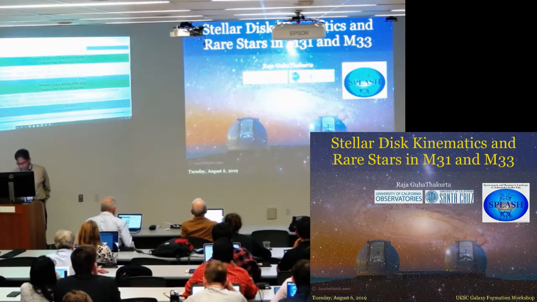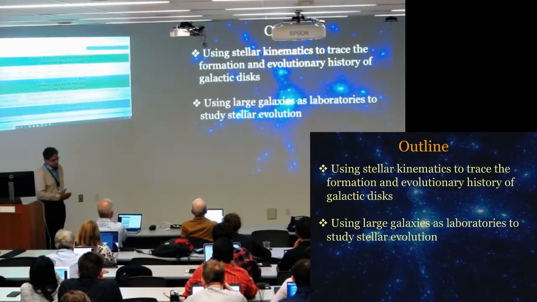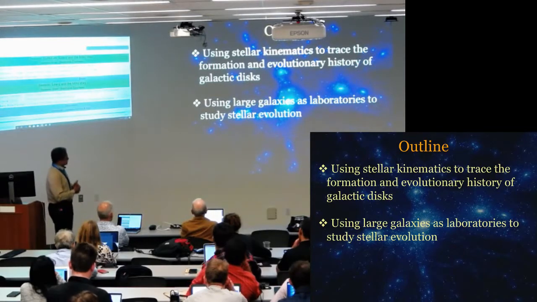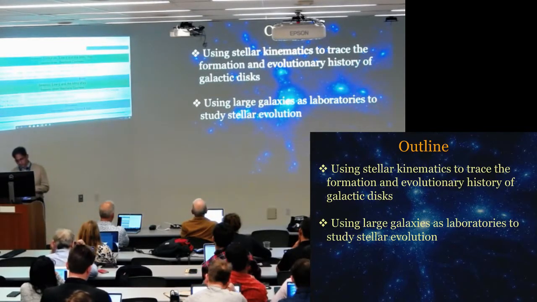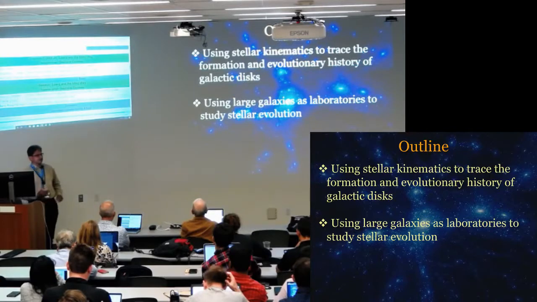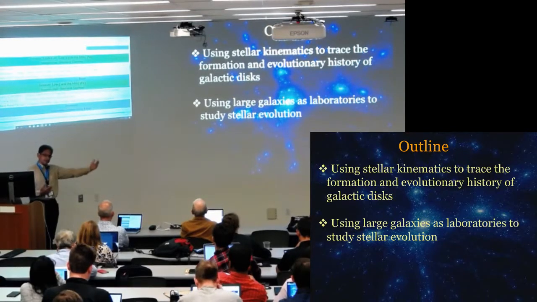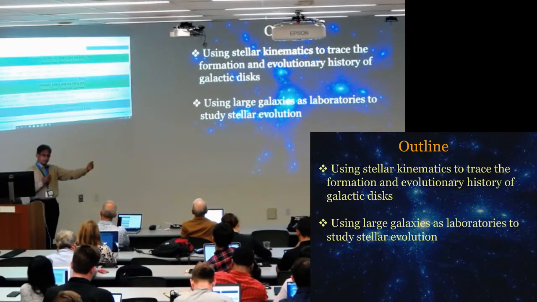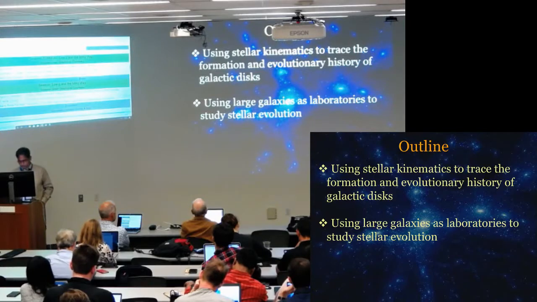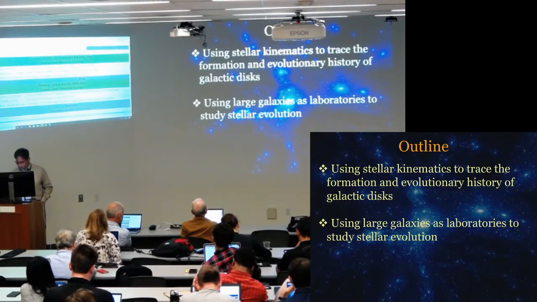Okay, so I'm going to look at these two galaxies through two different lenses. One of the lenses is using stellar kinematics to study the evolutionary history of the disks of those two galaxies, and the other is taking advantage of the fact that these are large galaxies that represent a lot of stars at a common distance from us, and can we use them as laboratories to study stellar evolution? So I'll say a little bit about each of these two topics.